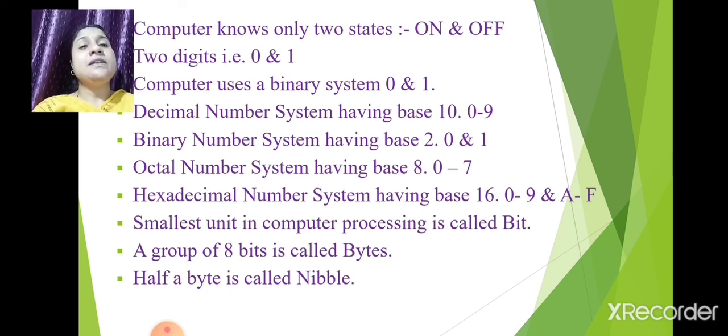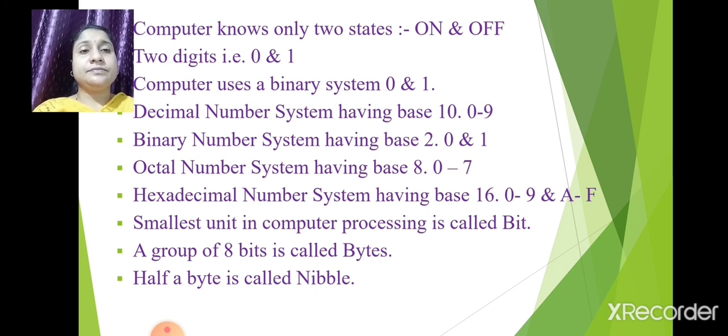Now the decimal number system has base 10. There are two types of number system, positional and non-positional. In positional there is the binary number system, decimal number system, octal number system, and hexadecimal number system. The decimal number system has base 10, that is 0 to 9. The binary number system has base 2, 0 and 1. The octal number system has base 8, from 0 to 7. The hexadecimal number system has base 16, that is 0 to 9 and A to F.